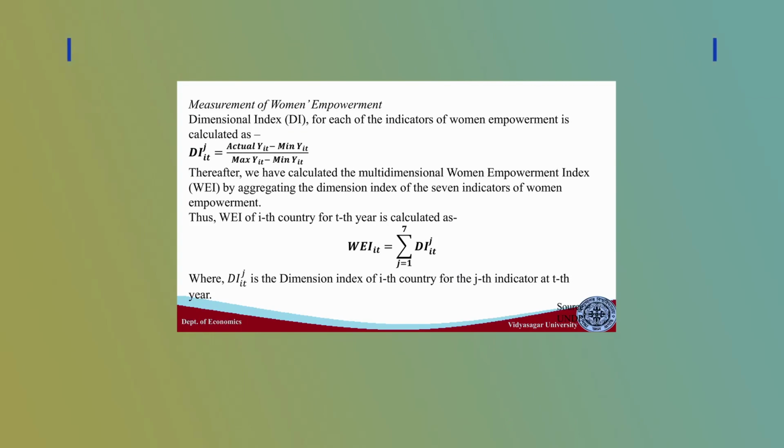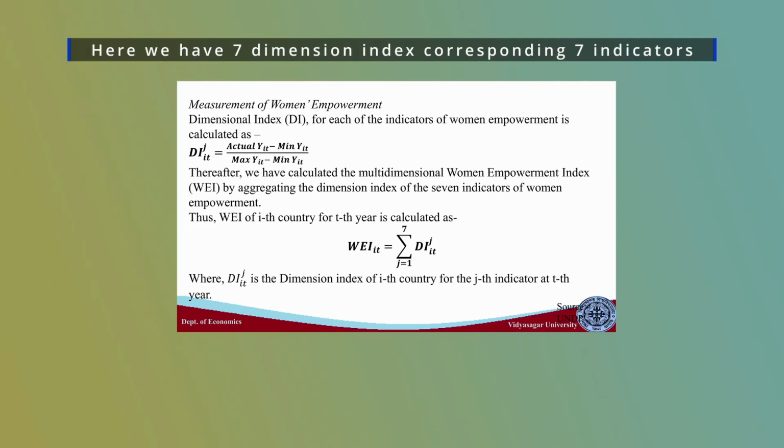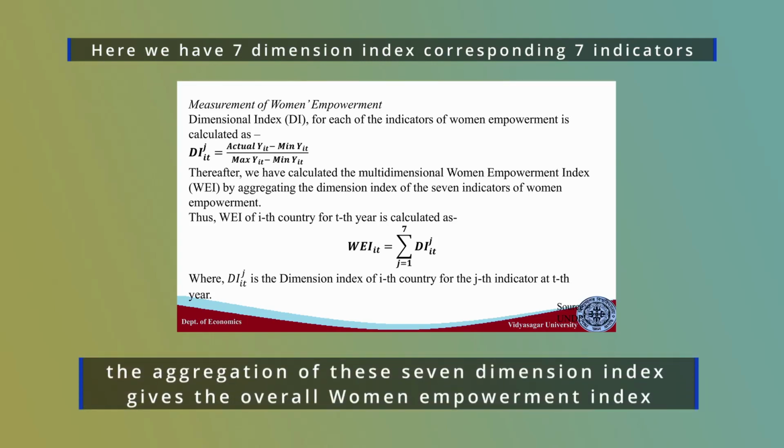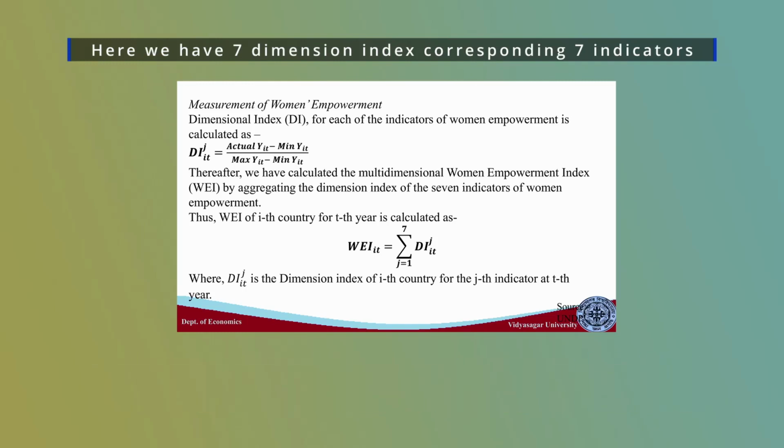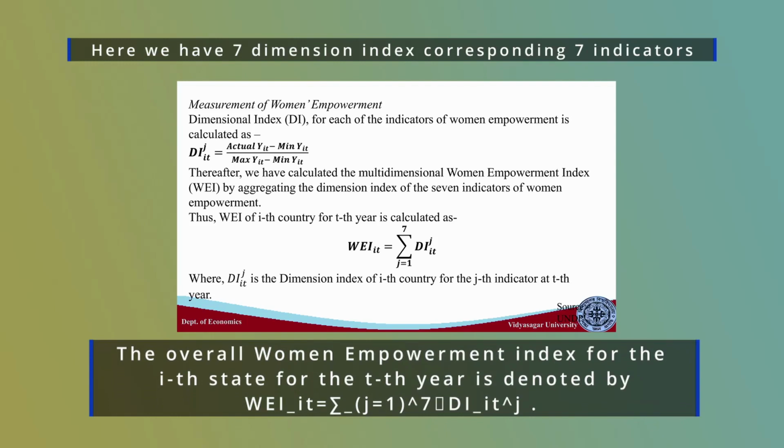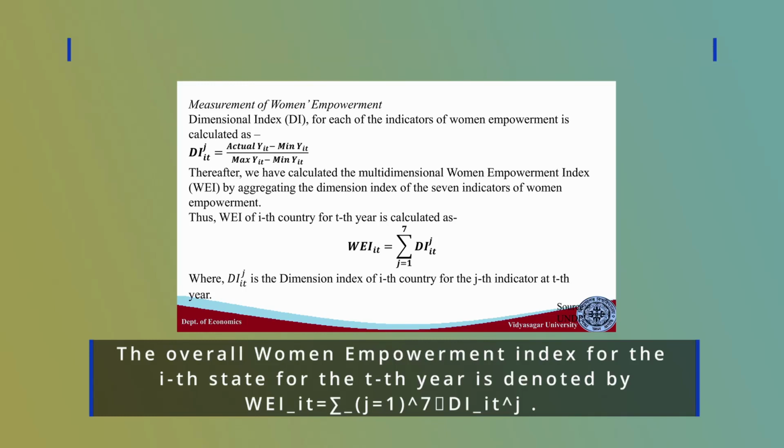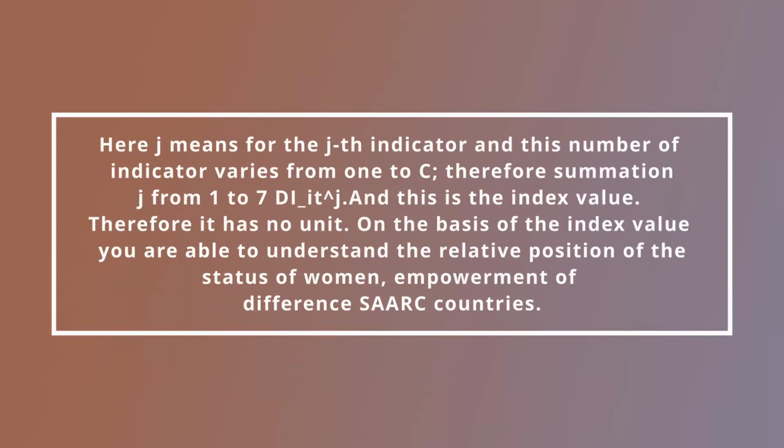Here we have seven dimension indices corresponding to 7 indicators, and therefore the aggregation of these 7 dimension indices gives the overall women empowerment index. The overall women empowerment index for the ith state for the year t is denoted by WEI_it, which is equal to summation j equal to 1 to 7 d_ijt. Here j means the jth indicator, and the number of indicators varies from 1 to c. Therefore, summation j from 1 to 7 d_ijt. And this is the index value, therefore it has no unit. On the basis of the index value, we are able to understand the relative position of the status of women empowerment of different SAARC countries.